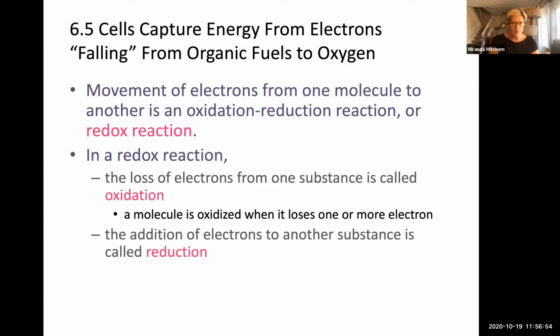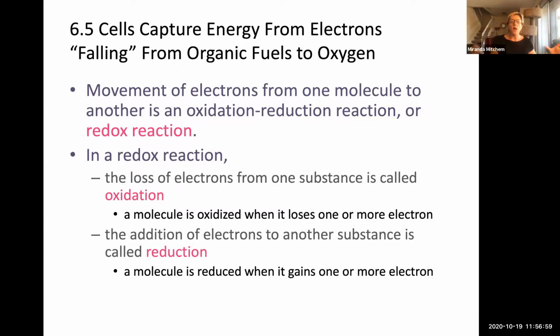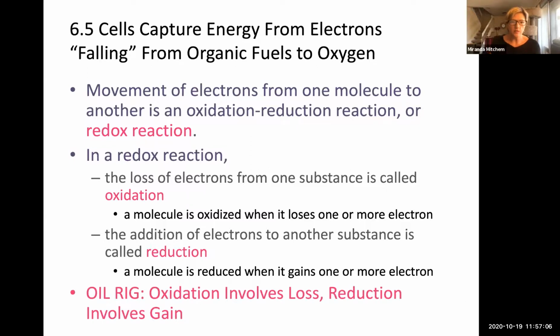The gain of electrons is reduction. So a molecule is reduced when it gains another electron or two. There's a useful acronym for redox, for oxidation reduction, and it's called OIL-RIG. Oxidation involves electron loss. Reduction involves electron gain. That summarizes all of what we've talked about in this slide.